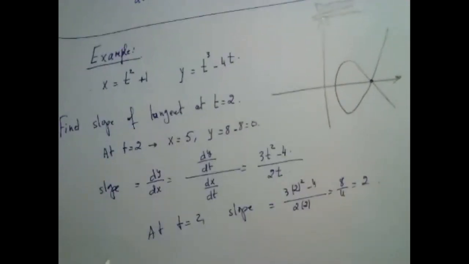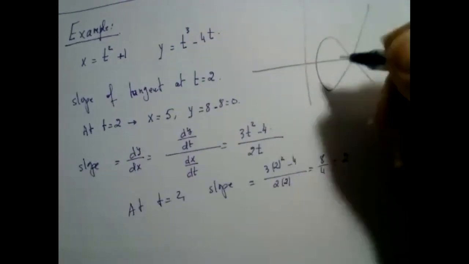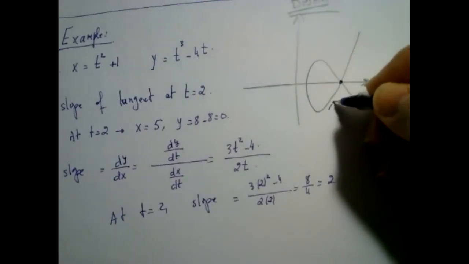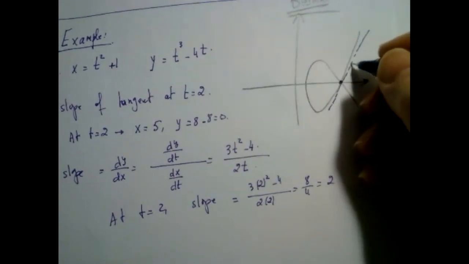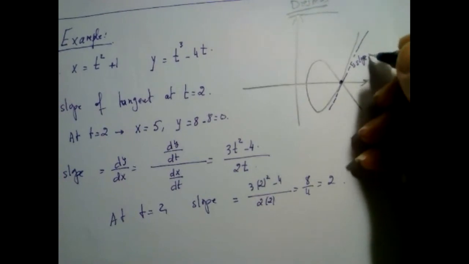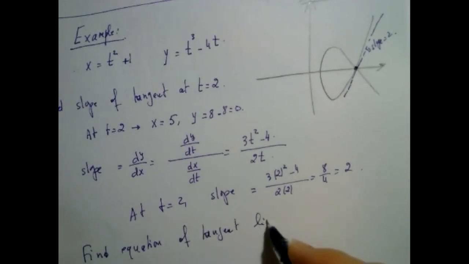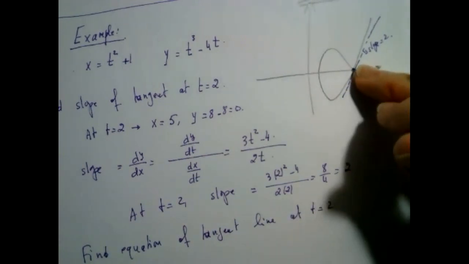Okay. So the point 5, 0 is somewhere in here, because that's the point. And the slope is 2. So that's my tangent line right there, and the slope here is 2. Question number 2: find the equation of the tangent line at t equal to 2. So basically, I want the equation of this line.